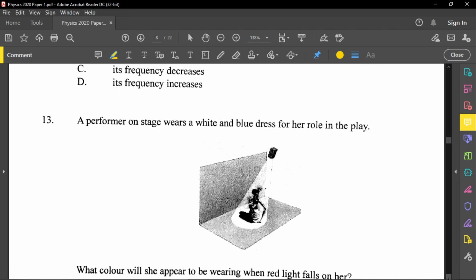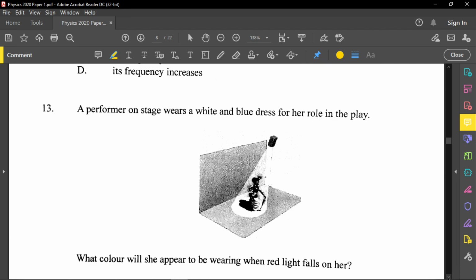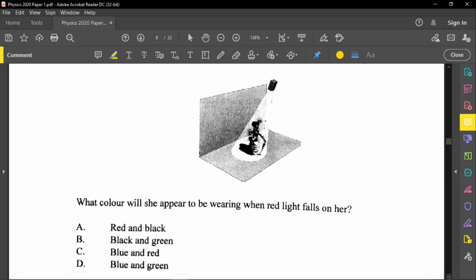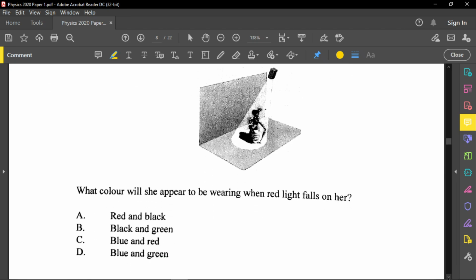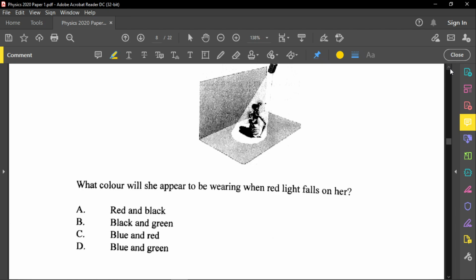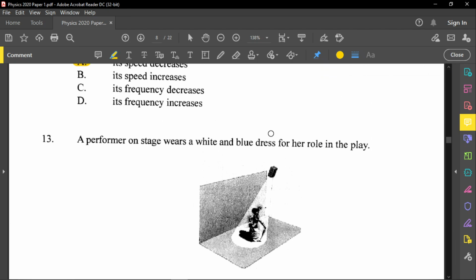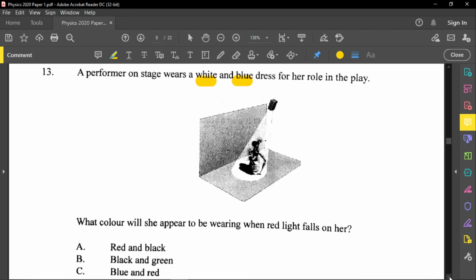All right, so number 13: a performer on stage wears a white and blue dress for a role in the play. Now this question asks, what color will she appear to be wearing when red light falls on her? But let's check what she's wearing again. She's wearing blue and white. Now, what I want to point out right here is that these are her clothes, which means clothes contain pigment, not light, okay? Because that will be a misleading thing.